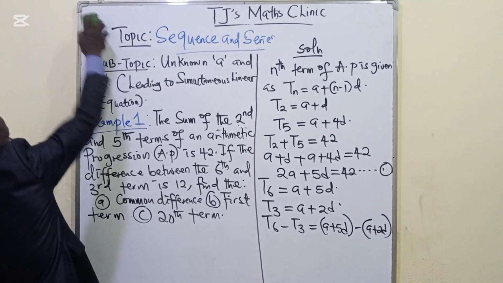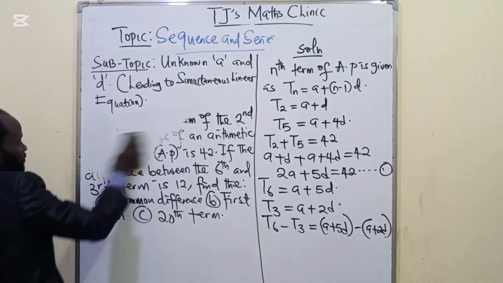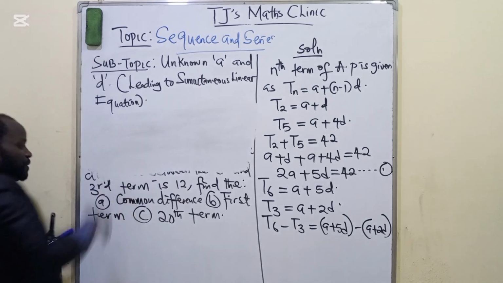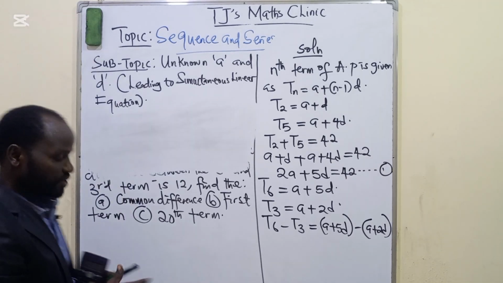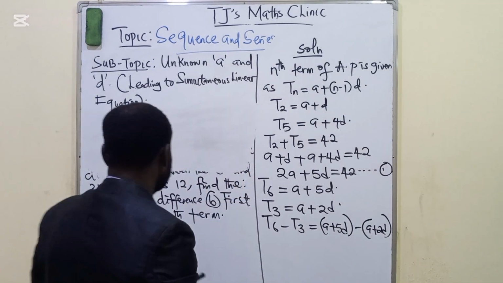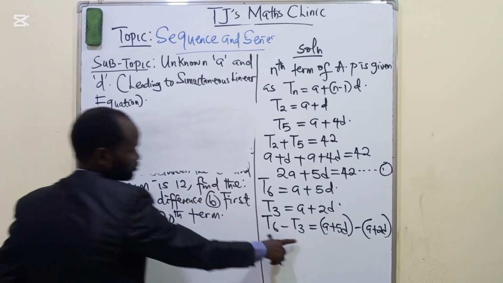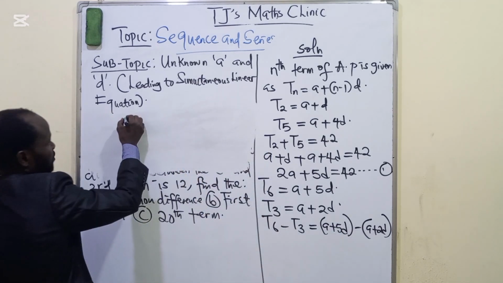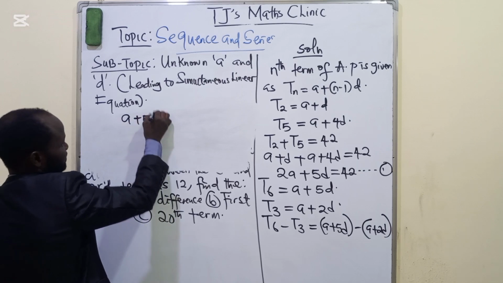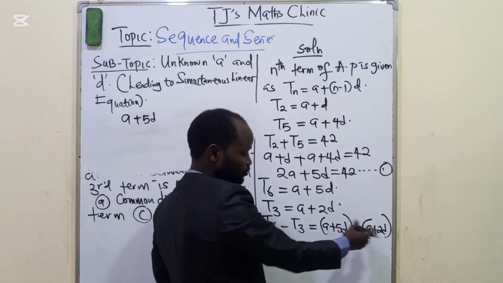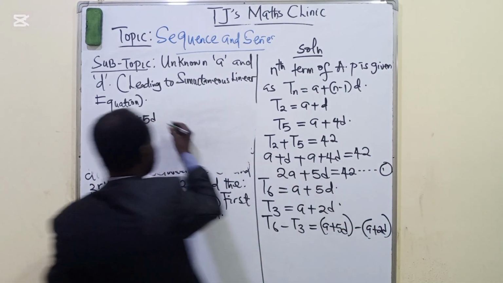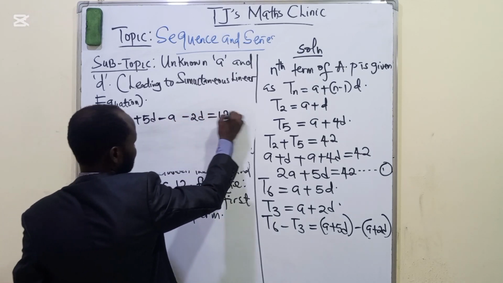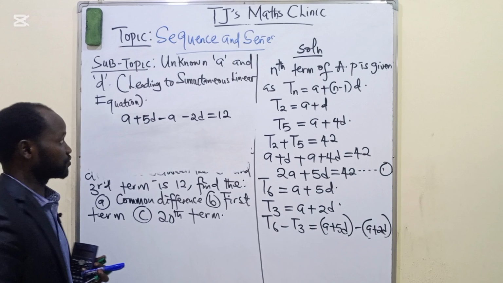Okay, let's move here. Let's clean some part of the question to see what we can do. We are told that the difference between the sixth term and the third term is 12, equal to 12. So whatever we have here, we equate it to 12. But let's resolve that. I will have a plus 5d now. This minus here we distribute over this bracket. That will be minus a, then minus 2d. Of course, it must be equal to 12.